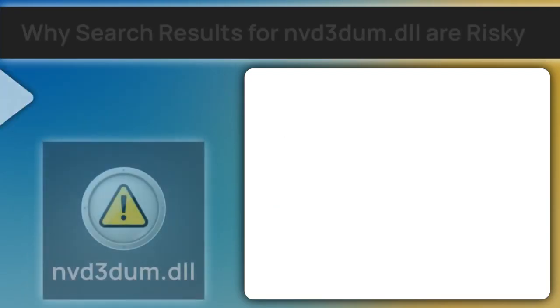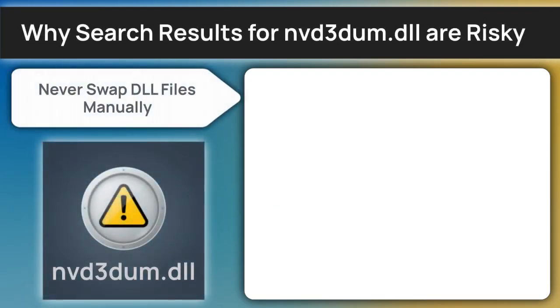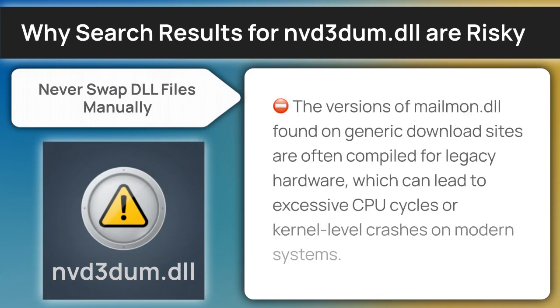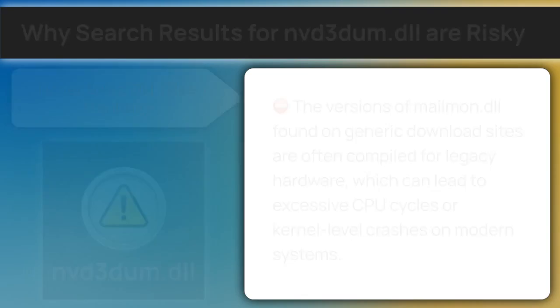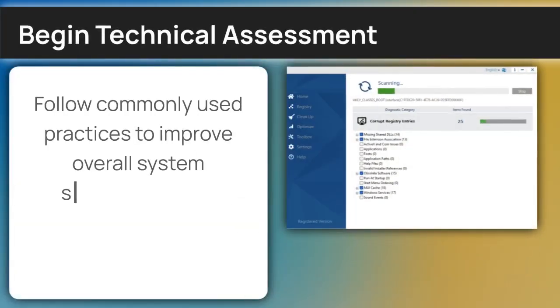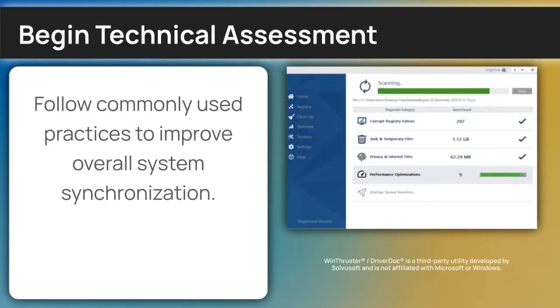Before we finish, let's go over the professional protocol for sourcing essential system libraries. Always prioritize system safety by avoiding manual swaps of NVIDIA 3D DLL. Downloading individual DLLs from third-party sites is a common way for hackers to inject spyware and ransomware directly into your operating system.